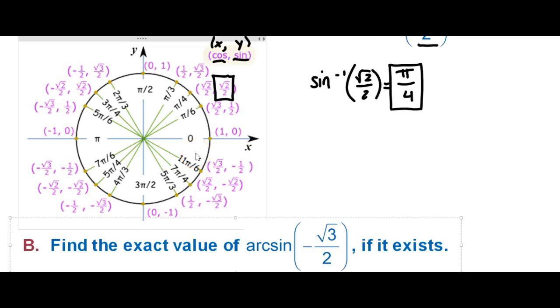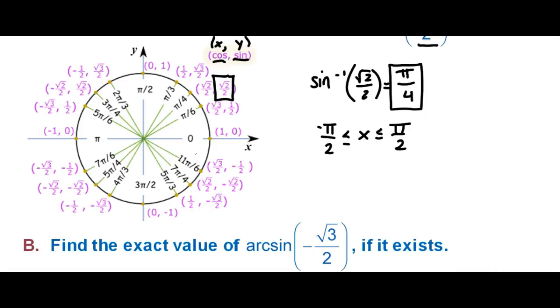Now, I forgot to mention this on the earlier example, so we might as well do it now to help us with the arcsine down here. The arcsine is actually a function that's restricted because it has to fall between negative pi over 2 and pi over 2. So that's why we could have essentially used 3 pi over 4 for that earlier angle, but since it was not in this range that restricts the inverse sine, we had to go with the pi over 4.